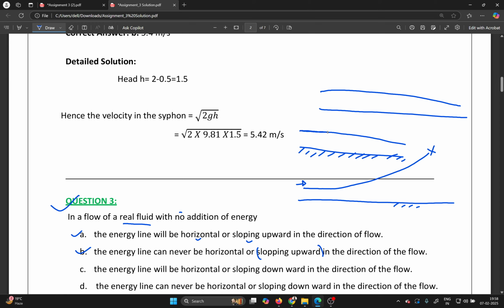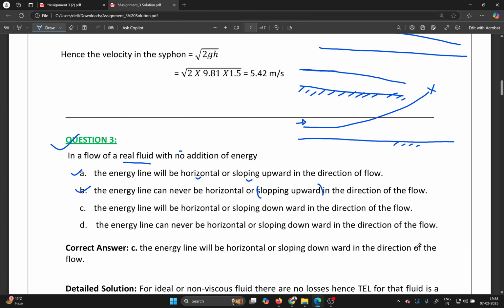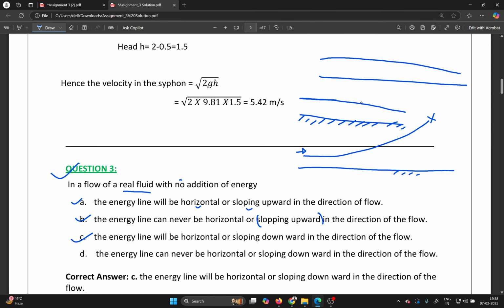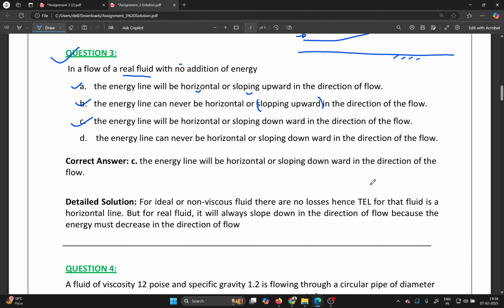will be like that, because due to the losses, it may be. Let us see what is the answer. Yes, option C will be correct. Remember, please, option C will be correct, because the losses will be there. Due to the losses, your line will be in the downward direction. That is, here is high energy, here is low. As you come in the downward direction, energy will be lower and lower. So that's why option C will be correct. Remember, please.